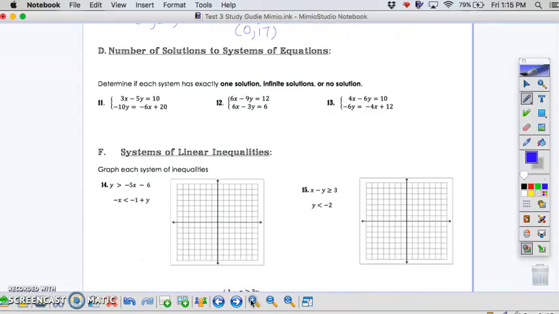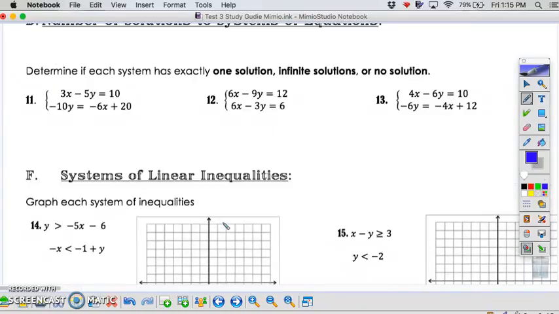So let's look at some of these examples. Number 11, we've got to decide which method would be best to solve this. I'd say maybe elimination would be best, but in order to use elimination, I need to get them in the same form. Okay, so I'm going to get the bottom one in this form by adding 6x to both sides. Then I'm going to have 6x minus 10y equals 20. And then I'm going to keep the top equation the same. 3x minus 5y equals 10.